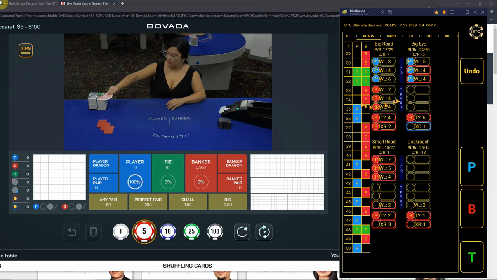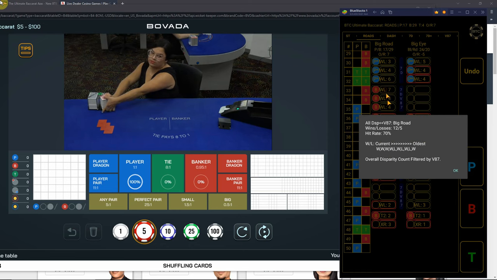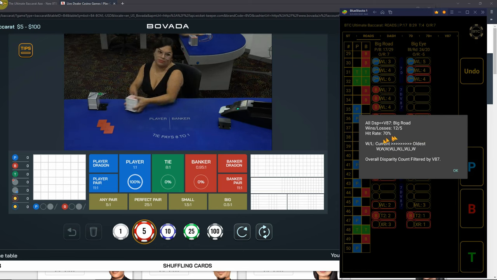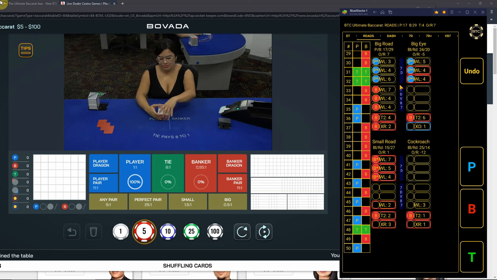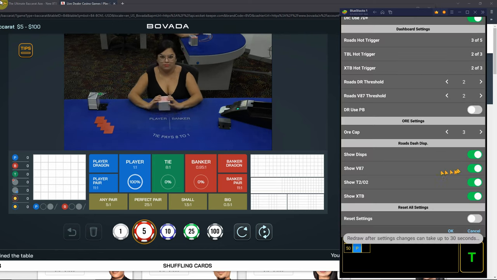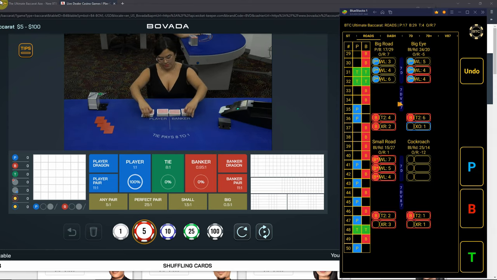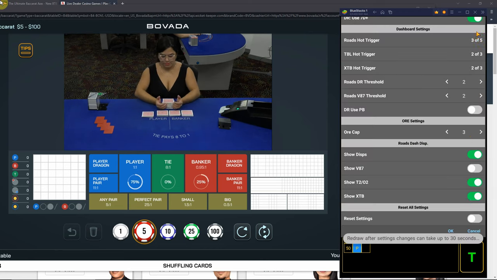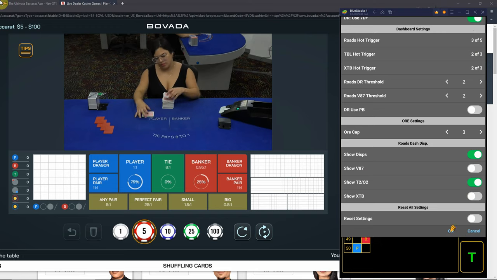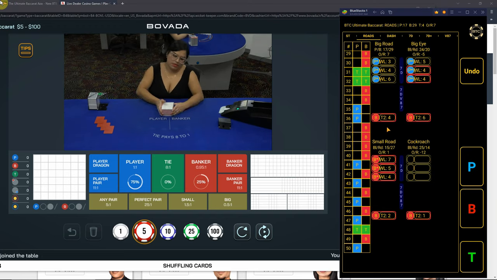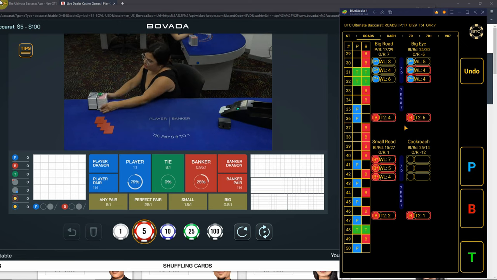In this case, we can see that V87 had a great hit rate throughout this whole shoe, so that would have been another good one to play. But if you find yourself not playing V87 or XTB or the disparities, you can just go in here now and turn it off, clean the screen up just a little bit. If you're not a fan of XTB, you could turn that off and just show a T2O2, which is a fantastic way to play.